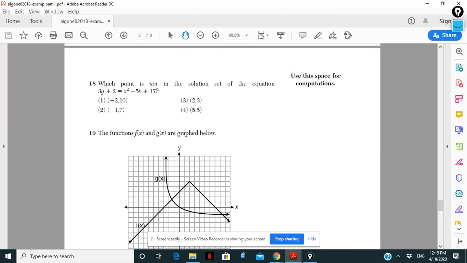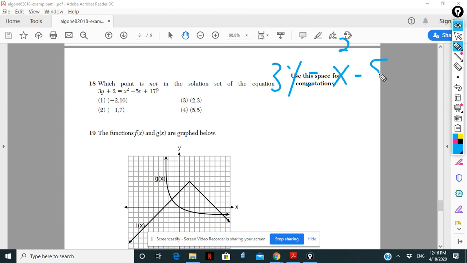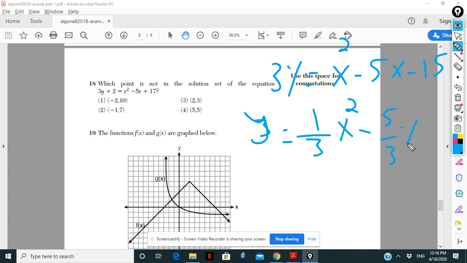Question number 18. Which point isn't a solution for the equation 3y plus 2 equals x squared minus 5x plus 17? So I'm going to solve the equation. Minus 2 from both sides, so 3y equals x squared minus 15x minus 5x minus 15. Now I'm dividing by 3. So y equals 1/3 x squared minus 5/3 x minus 5.